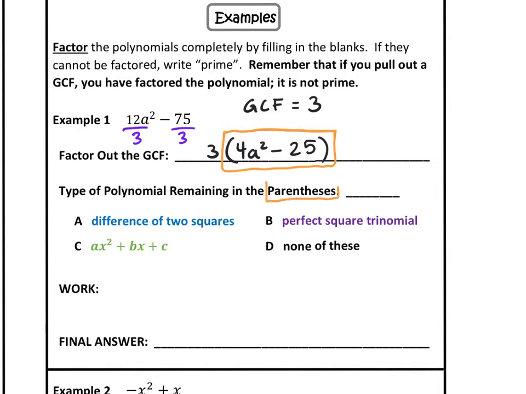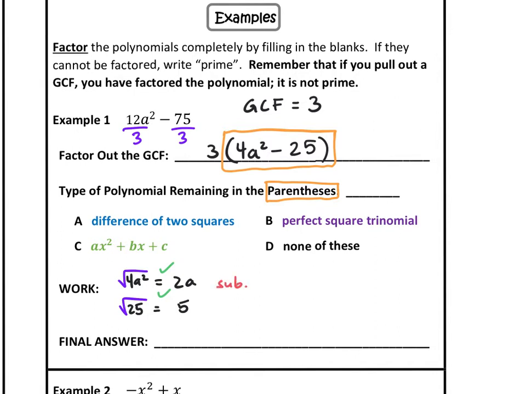Can I do anything with that? Is this a specific type of situation? Well, it has two terms. Can I square root the first and the last, right? 4a squared and 25. That's 2a. And that's 5. Oh yeah, that's 5. Yes, so I can square root the first and the last.